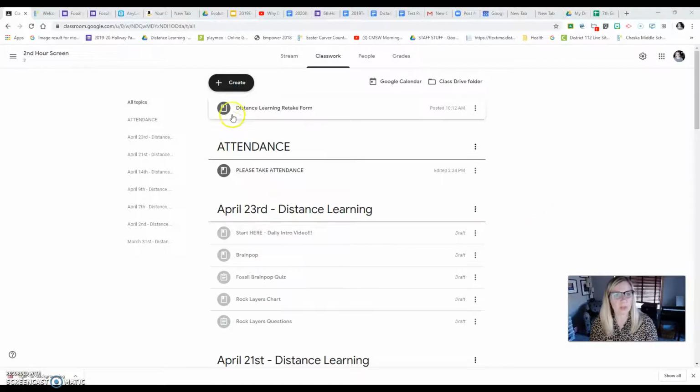Okay. So do you see up here where it says distance learning retake form? This is something that you can do if you want to get a better score on the test. It's not going to be the same. You're not actually going to be retaking the test. You're just going to be trying to get a few points back. So that's there if you want to retake the test.